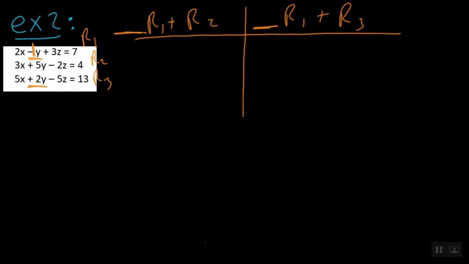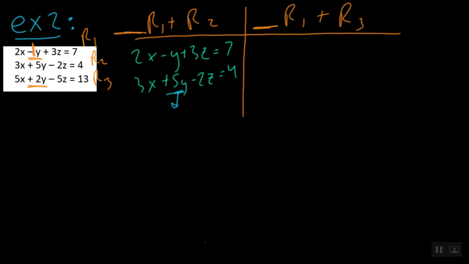So for row 1, let's switch colors here so it really pops out. We have 2x minus y plus 3z is equal to 7. And we have our row 2, which is going to be 3x plus 5y minus 2z is equal to 4. Okay, and so you know what? I always draw that line one step too early. My apologies. So what we want to do is we want to get rid of a positive 5y.